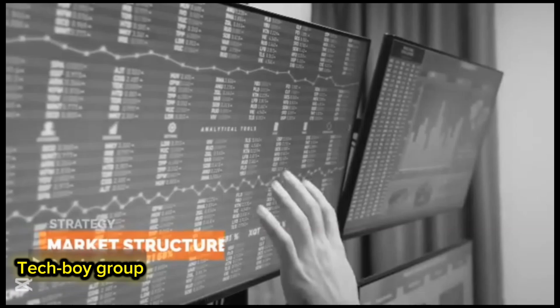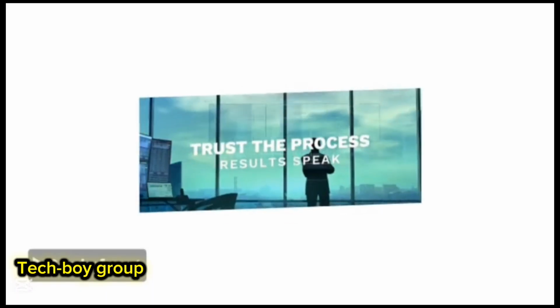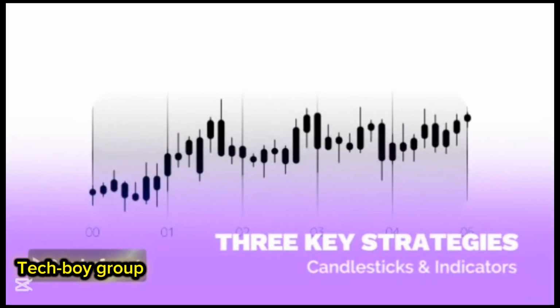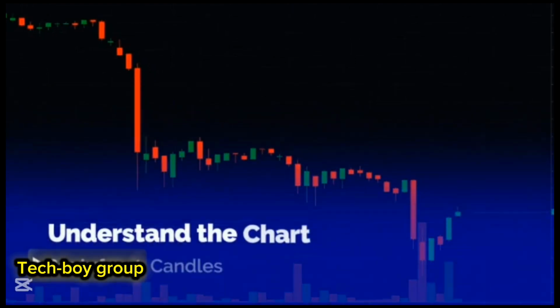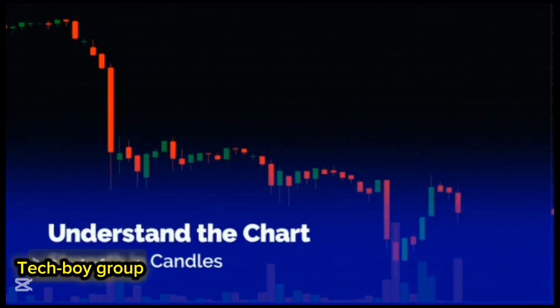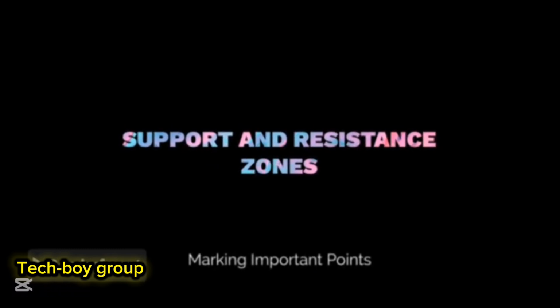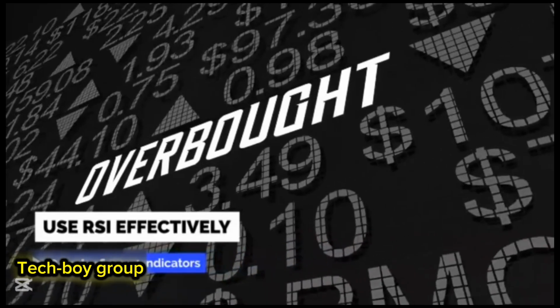My strategy is built on market structure, analysis, and discipline. Trust the process. Results will speak for themselves. This strategy is based on candlesticks, support and resistance, and RSI plus MACD. Step 1. Understand the chart. Each candle tells you who is stronger. Step 2. Mark support and resistance accurately. Step 3. Use RSI to identify overbought or oversold conditions.